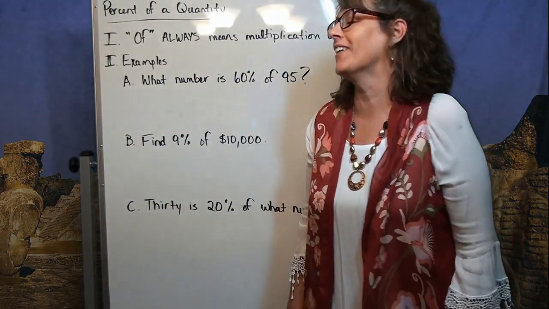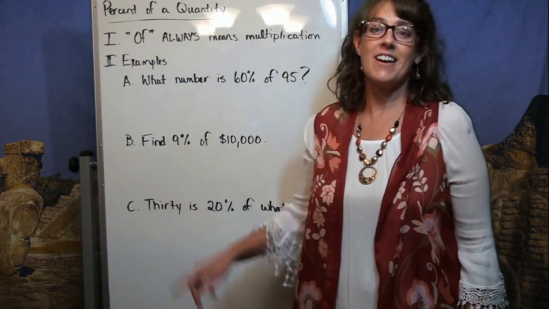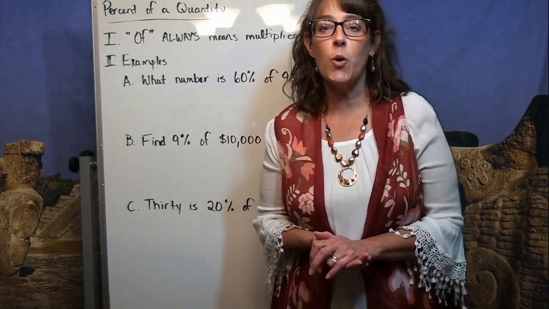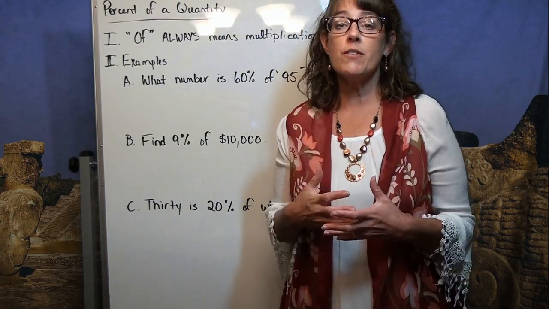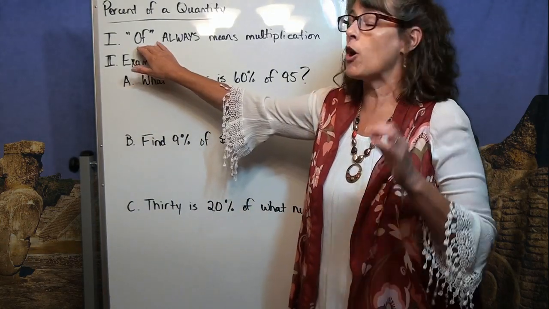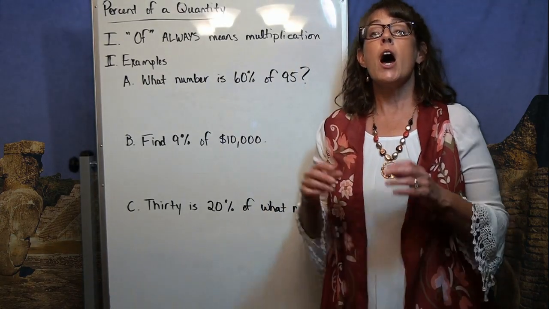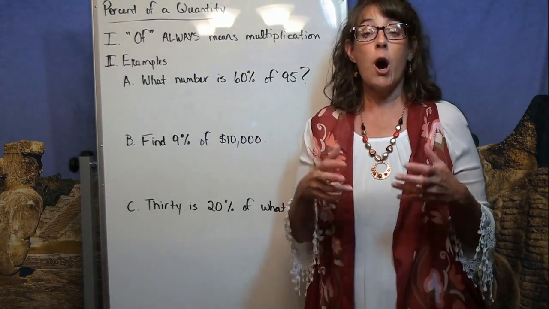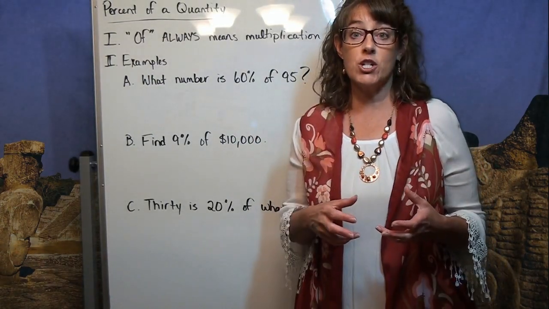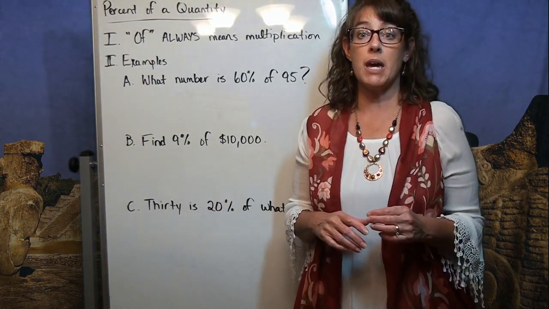Okay, all right. Anyway, let's get up in the face of percents. So we're going to take a look at a percent of a quantity. And in order to get a percent of a quantity, what you need to understand is that the word of in math always means multiplication. Now, don't confuse that with out of. The combination out of means division. This is strictly of. So the word of always means multiplication.